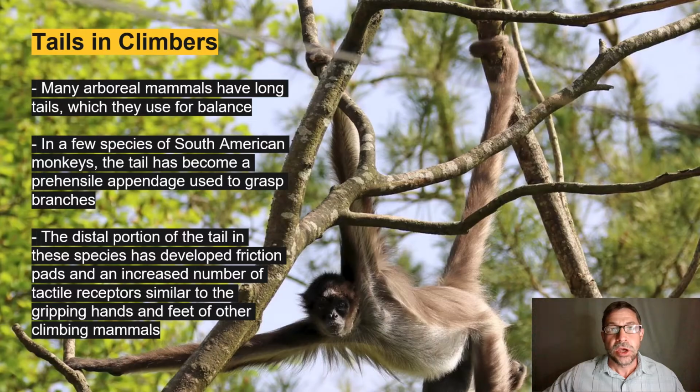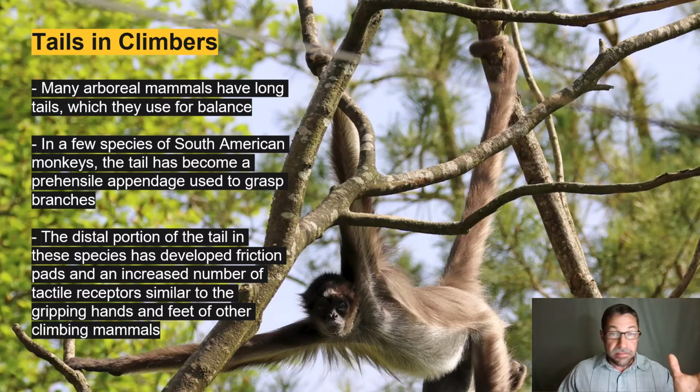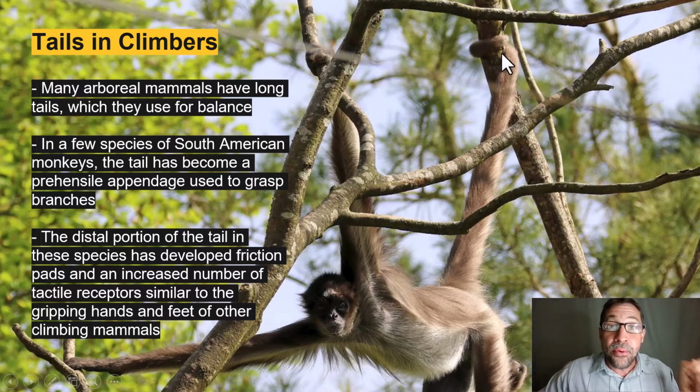race. Many arboreal species, like primates, have long tails that they're going to primarily use for balance when maneuvering about on tree branches. However, in a few species of South American monkeys, like this aptly named spider monkey, the tail has become a prehensile appendage used to grasp branches.